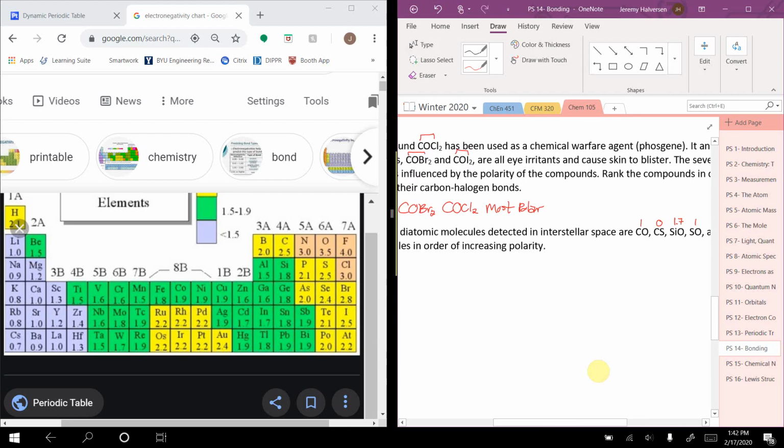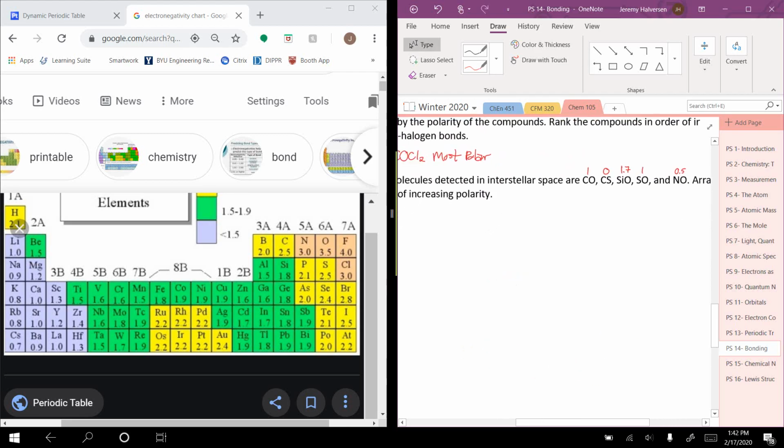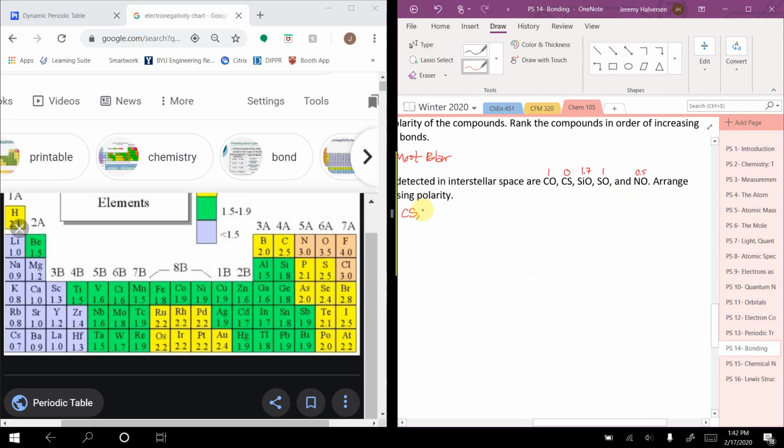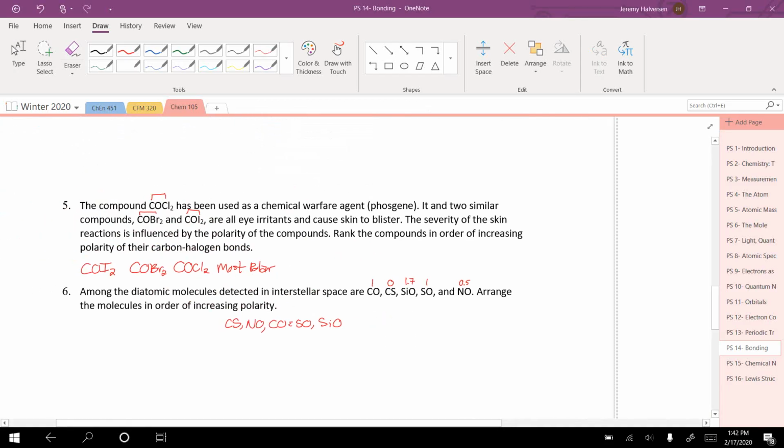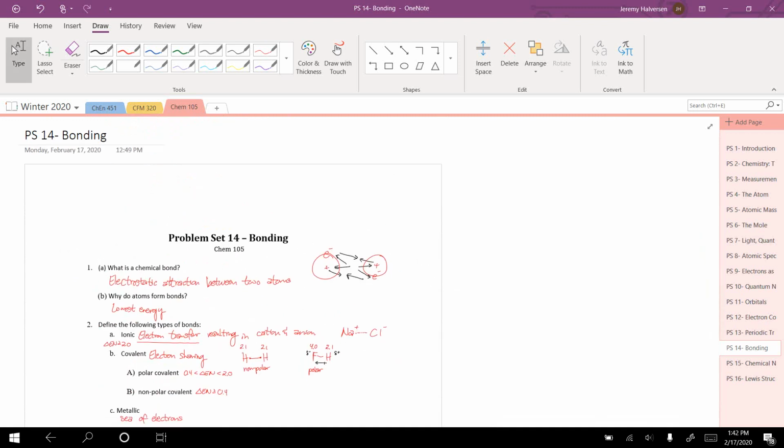Awesome. So then we want to arrange in order of increasing polarity. So the lowest then is going to be CS, and that's 0. And then we're going to have NO. And then CO, which is equal to SO. Okay, and then lastly is going to be SiO. Alright, there you have it. So this is our introduction to bonding. There you go.